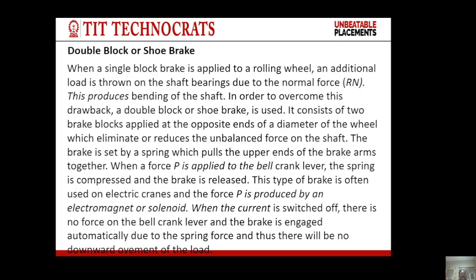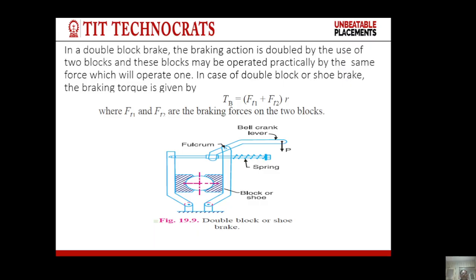The brake is set by a spring which pulls the upper ends of the brake arms together. When a force P is applied to the bell crank lever, the spring is compressed and the brake is released. This type of brake is often used on electric cranes, and the force P is produced by an electromagnet or solenoid. When the current is switched off, there is no force on the bell crank lever and the brake is engaged automatically due to the spring force, and thus there will be no downward movement of the load. This is the diagram of double block or shoe brake.